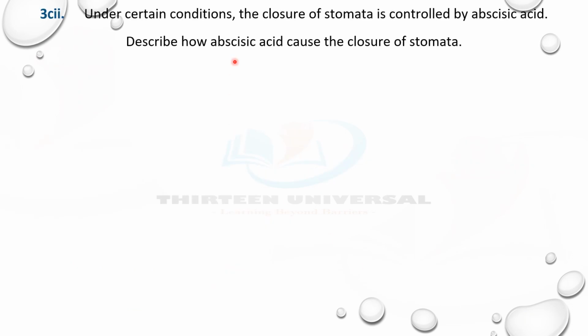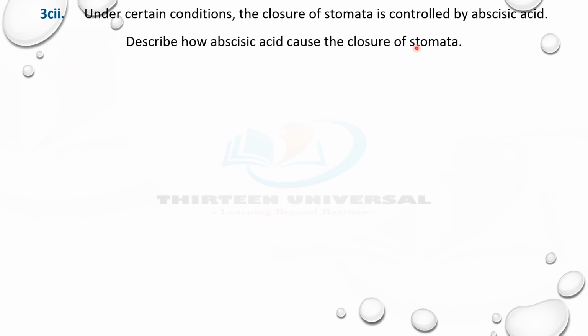Under certain conditions, the closure of stomata is controlled by abscisic acid. Describe how abscisic acid causes the closure of stomata. Guys, remember the first thing that happens: abscisic acid binds to the receptor on the membrane of guard cells, and then hydrogen ions are no longer pumped out. If they are no longer pumped out, calcium ion channels open, and calcium ions move in.